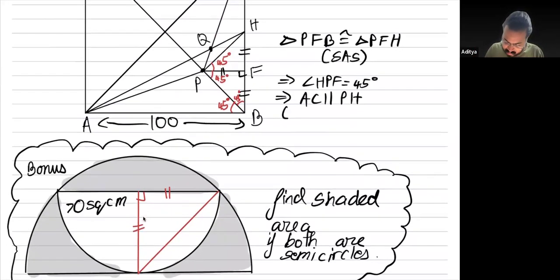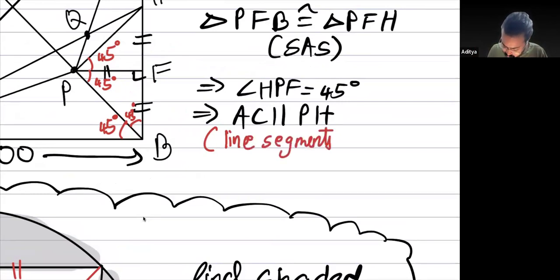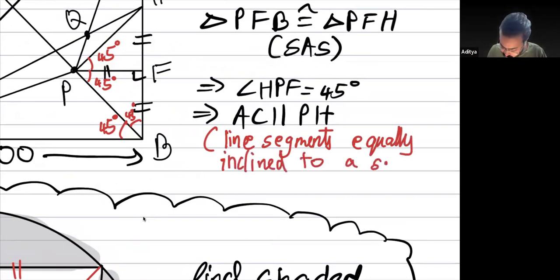So I'll just write the reason why these two are parallel. They are parallel because, how should I put it? Line segment equally inclined to a set of parallel lines.